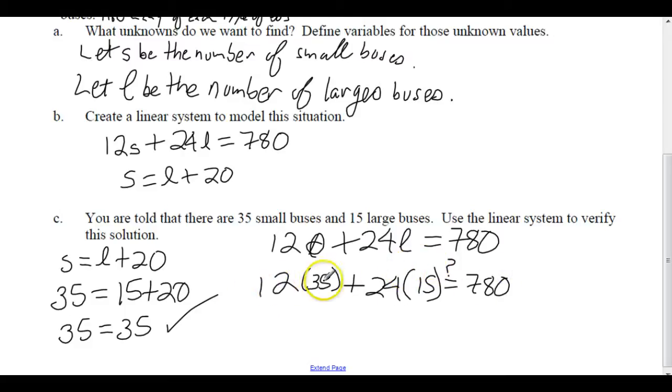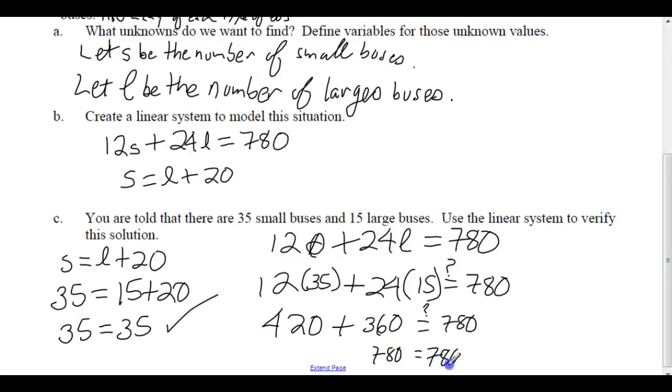Okay, 12 times 35. Well, 10 times 35 is 350, and 2 times 35 is 70, so that will be 420. 10 times 24 is 240. 5 times 24 is half of 240, which will be 360. Actually, 120 plus 240 is 360. Is this true? 780 equals 780. Yeah, let's put a little check mark to say, yeah, this is true, right? That is a true. So both of these statements are true, meaning each equation models the situation. Given the system of equations, right? More than one equation is a system, models the problem, and it's all good.